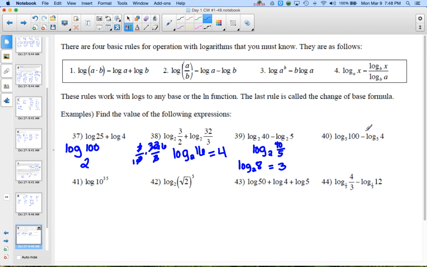Next one, same rule. It's subtraction, so I'm going to use the division. So I get log base 5 of 100 divided by 4. So that's log base 5 of 25. If I rewrite this in exponential form, 5 raised to what power is 25? And my answer is 2.